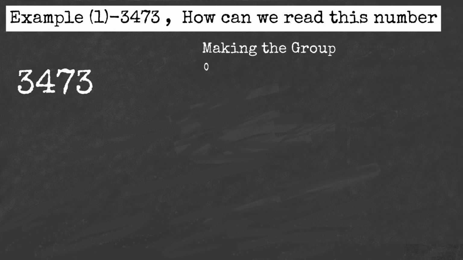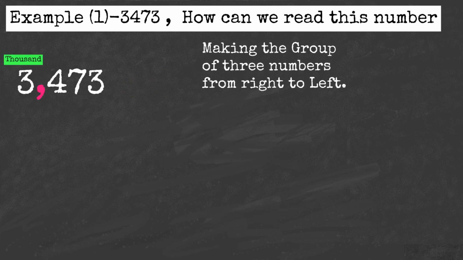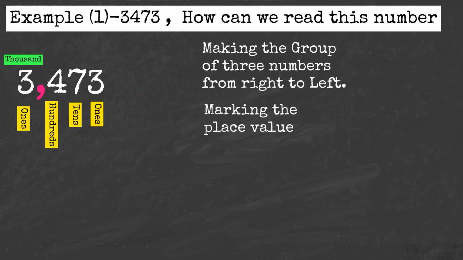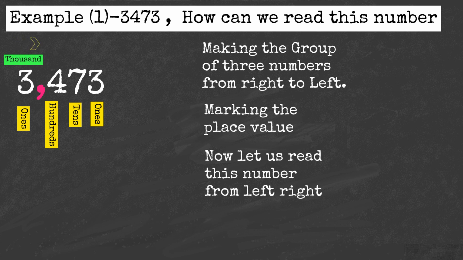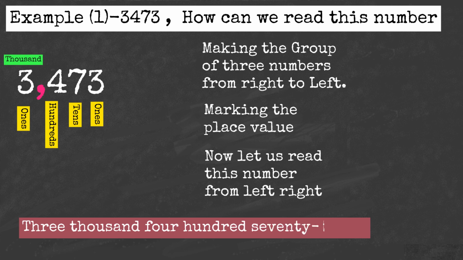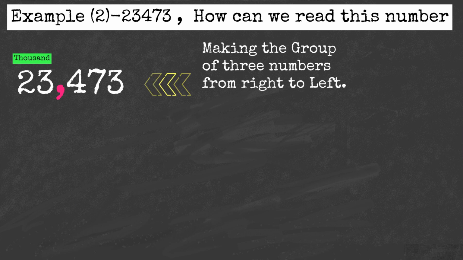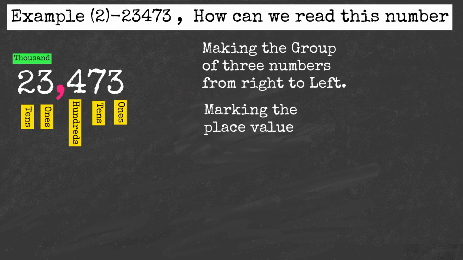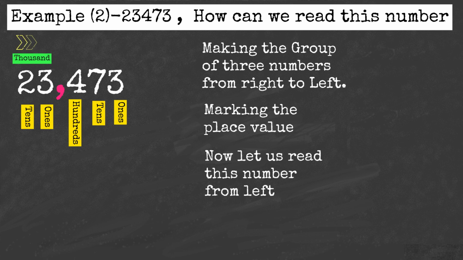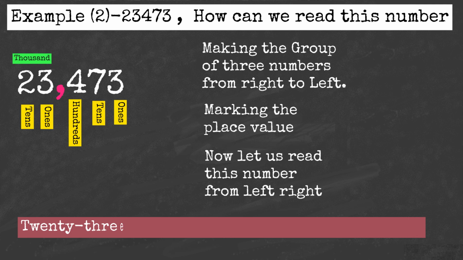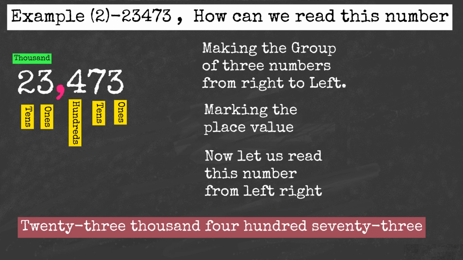Example 1. How can we read this number? Making the group of 3 numbers from right to left. Marking the place value. Now let us read this number from left to right. 3,473. Example 2. How can we read this number? Making the group of 3 numbers from right to left. Marking the place value. Now let us read this number from left to right. 23,473.